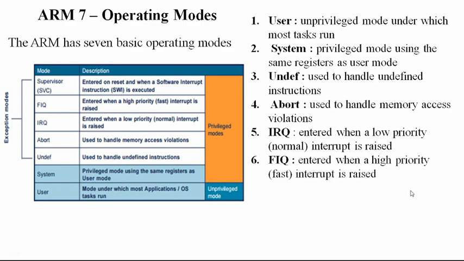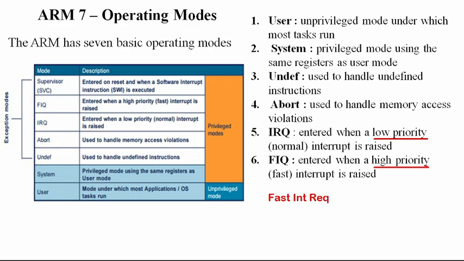The next one is called FIQ mode. FIQ stands for fast interrupt request. The full form of FIQ is fast interrupt request, and these interrupts will have high priority. So you can understand here, in IRQ mode, interrupts will be lower priority. In case of FIQ, the interrupts will be with a higher priority.